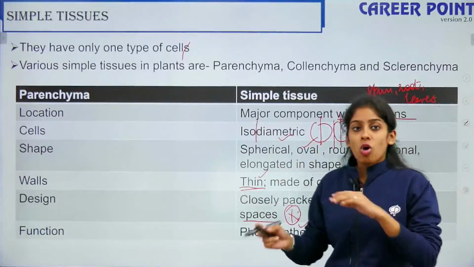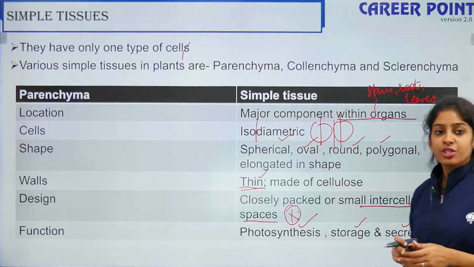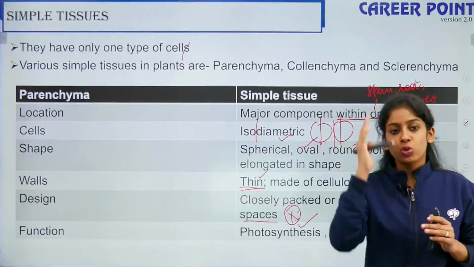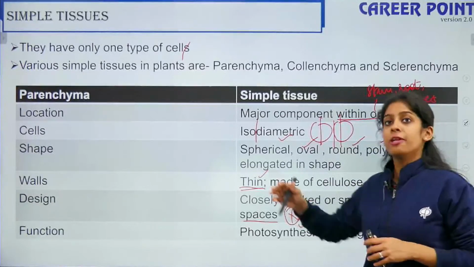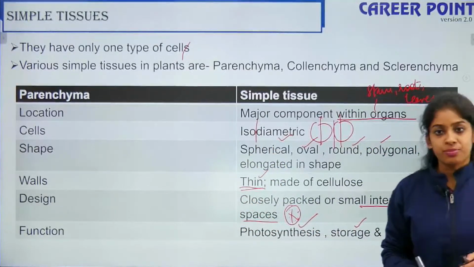Then walls, the walls of your parenchyma are thin but they are made up of cellulose. How are they arranged? They are arranged very closely, or sometimes you have intercellular spaces. Fine. What is the function? The function is photosynthesis, storage and secretion. Alright.